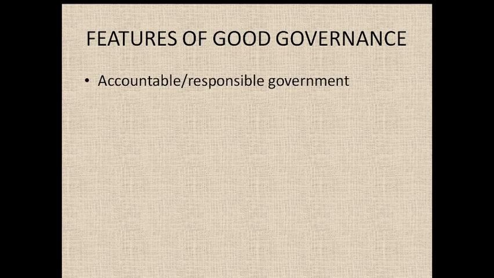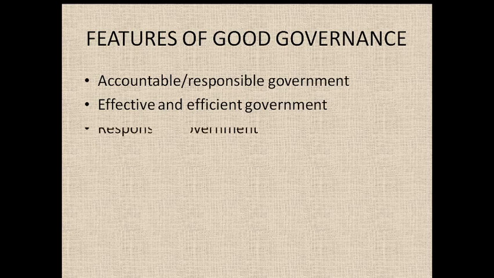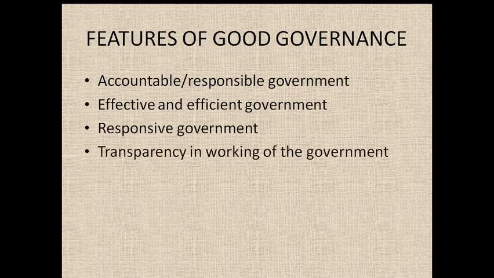Now we shall study about features of good governance. Good governance means good government. First, accountable and responsible government. Whatever is taking place, the government should be accountable as well as responsible for it. Secondly, the government should handle the things effectively and efficiently. Third, government should handle things in a responsible manner. Fourth, there should be transparency in the working of the government.